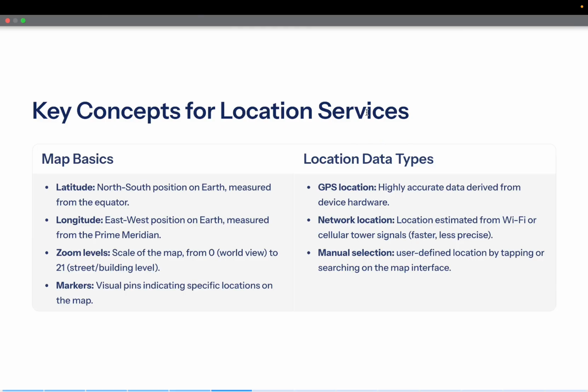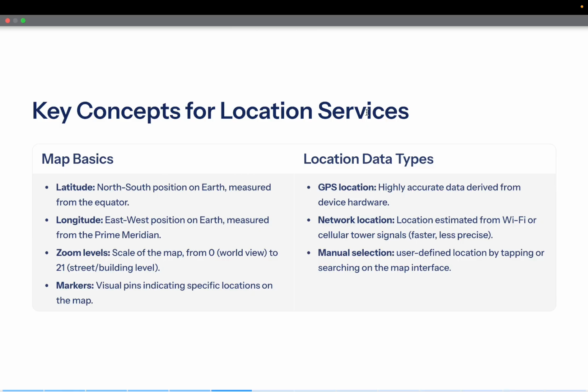Before using the map, we need to understand a few basics. The first one is latitude. It is the north-south position on Earth. The other one is longitude. It is the east-west position on Earth. If we want to pick any location on the map, we need the latitude and longitude.